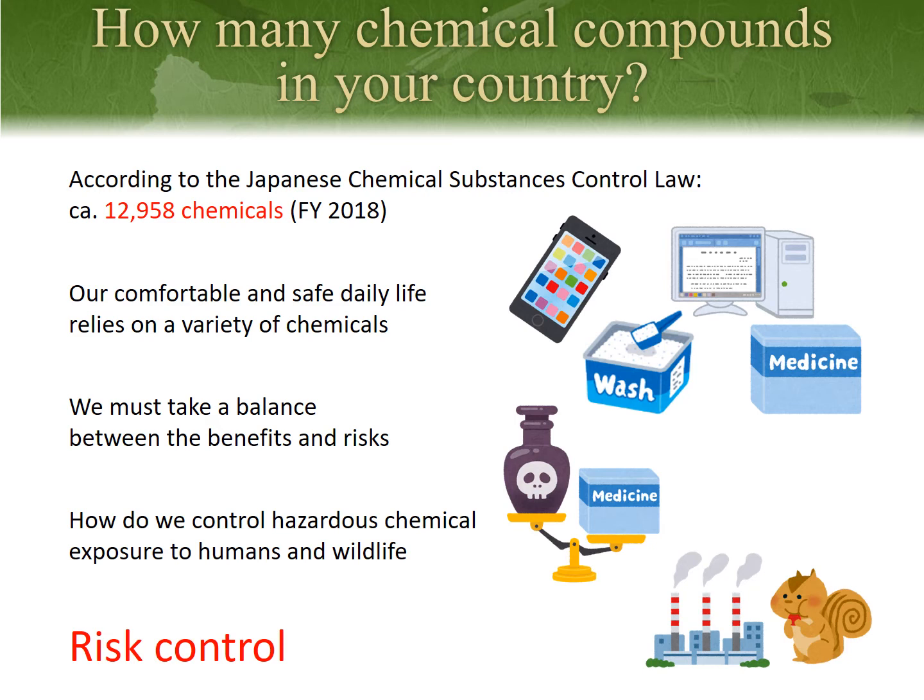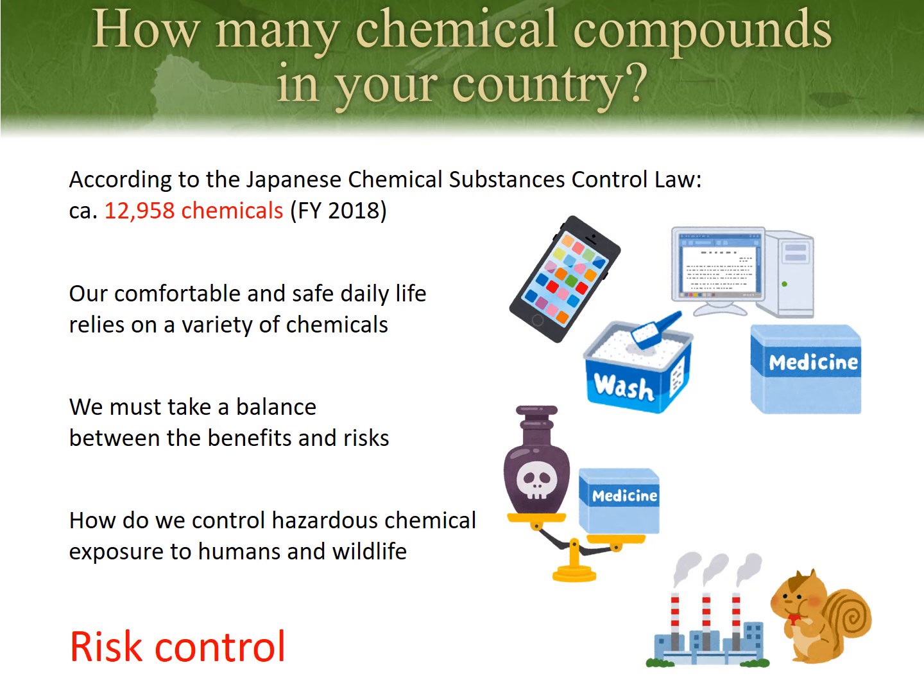Before we get started to learn mass spec, let us introduce environmental chemistry. Do you know how many chemical compounds are utilized in your country? In Japan, according to the Chemical Substances Control Law, 12,958 chemicals are utilizing over 1 ton per year, in manufacturing smartphones, computers, detergents, medicines and so on. Our comfortable and safety daily life is strongly relied on a variety of chemicals.